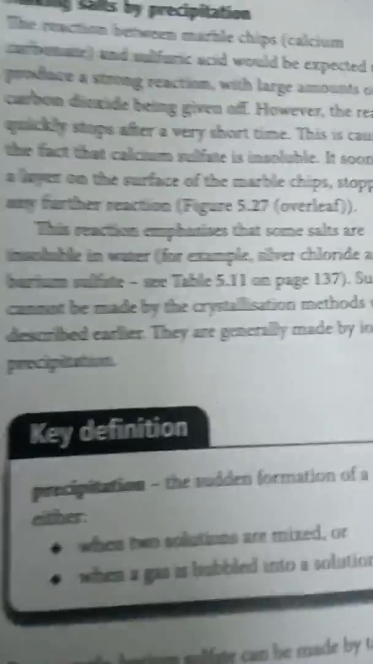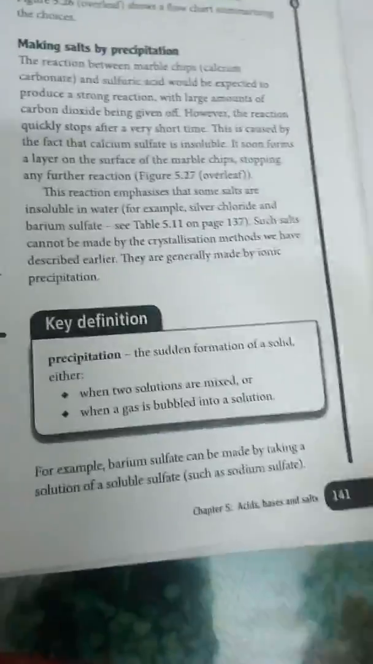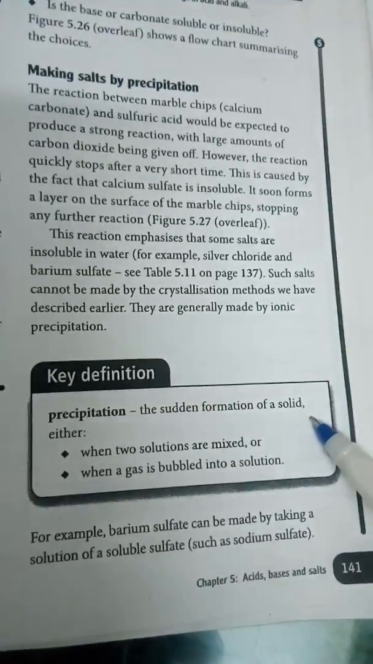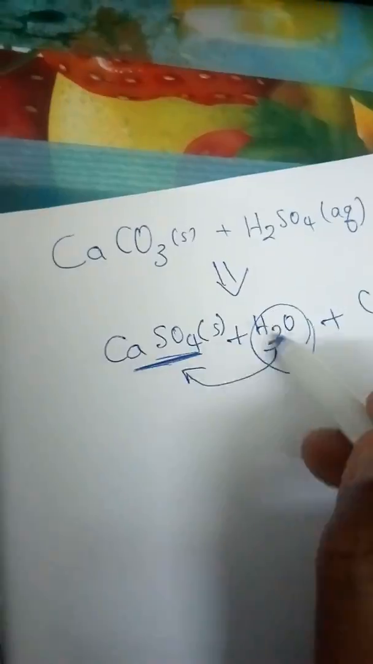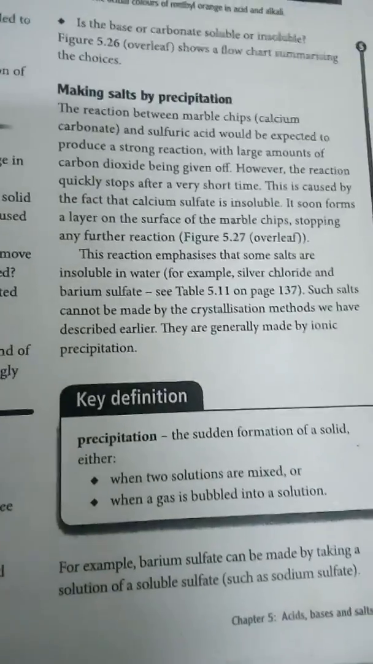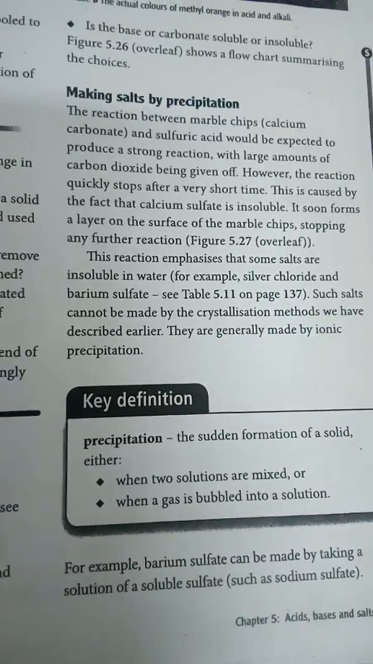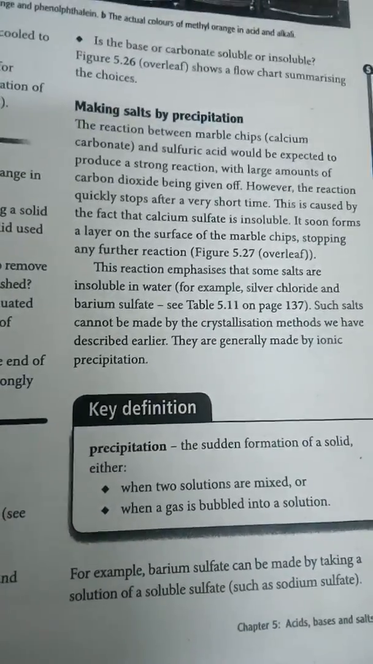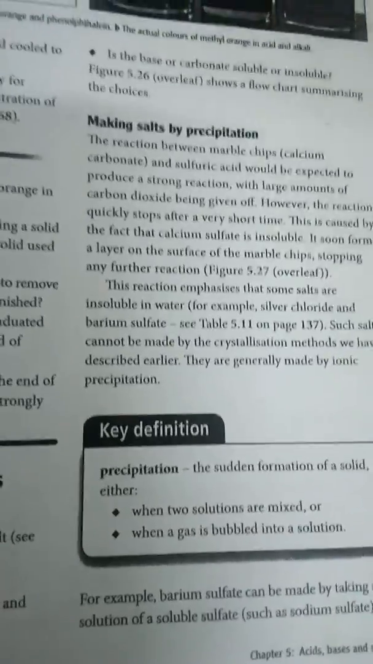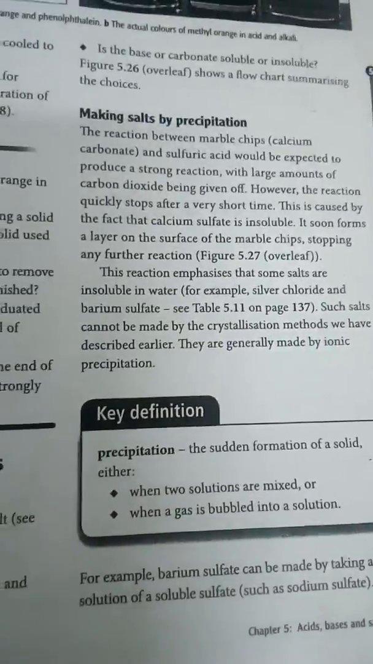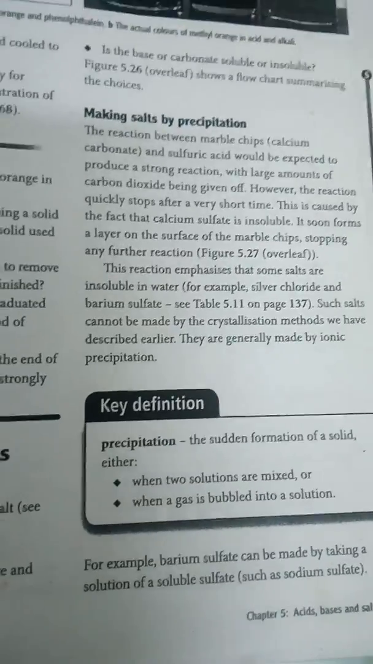That is what we call precipitation. This will lead us to the definition of precipitation. What does precipitation mean? The sudden formation of a solid in a chemical reaction, either when two solutions are mixed or when a gas is bubbled into a solution. So suddenly there is an appearance of a solid in a chemical reaction.